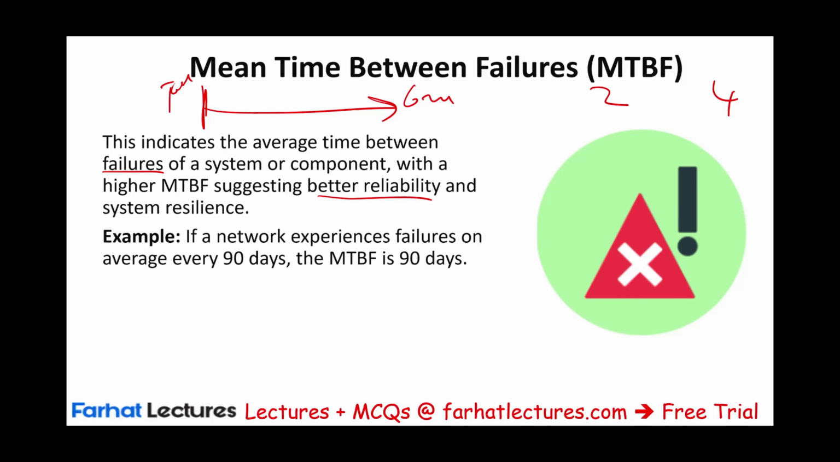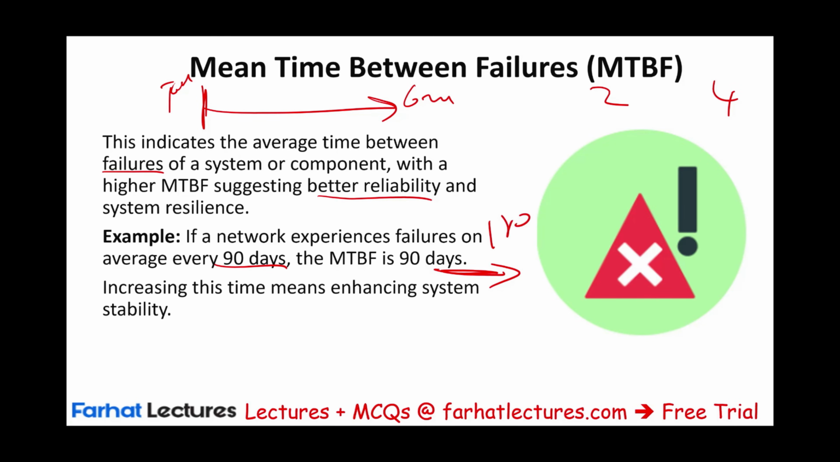If a network experiences failure on average every 90 days, what do we want to do? We want to extend this to 180 days, so it happens every 180 days. Increasing this time means enhancing the system stability.